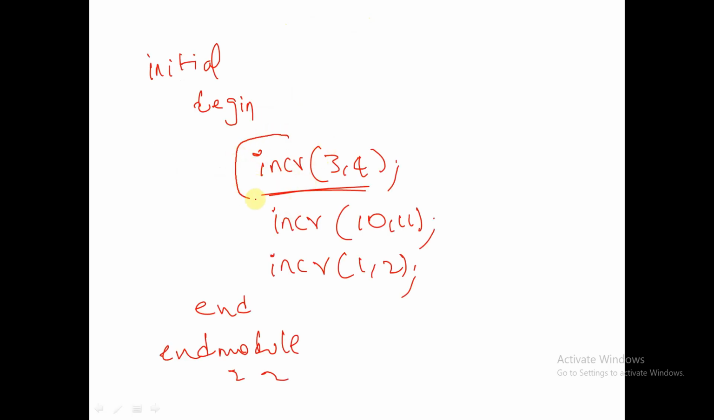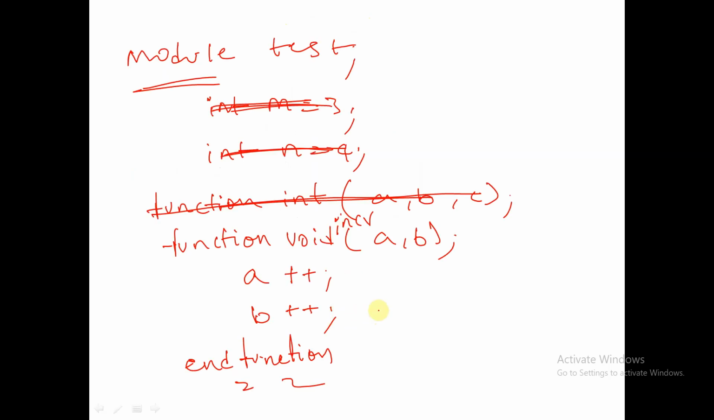So I've declared a function called incr. In this function, I'm incrementing m plus plus and n plus plus. My input arguments are m comma n, and within an initial beginning block, first I'm passing the values of m is equal to 3 and n is equal to 4. Whenever I'm calling the function incr 3 comma 4, let me display here something. I will write $display value of a and $display value of b.